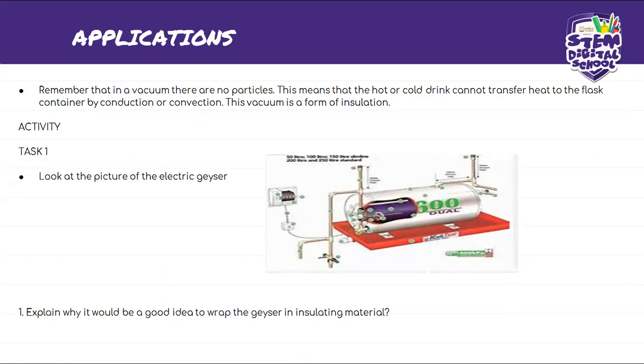Okay, now, so this is an activity. This is the geyser. We have the picture. It says, explain why it would be a good idea to wrap the geyser in insulating material. All right, so what you need to do is explain why it would be a good idea to wrap the geyser in an insulating material. So send in your answers, then we go on again.